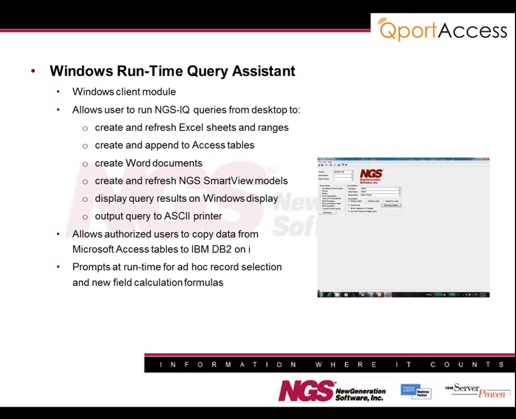QPort Access is for those of you who might be particularly looking to get data into Excel or Microsoft Access or Word. It is a Windows client desktop runtime module. It can run any query built in our software that a user is authorized to run, and it can pull the data out to those destinations, including our own SmartView OLAP module. It can also print to a PC printer attached to your device, or it can display output on your Windows screen. There is also a feature for those who are authorized within QPort Access to upload data to DB2 for i. Not everyone has that authority, and you control that.